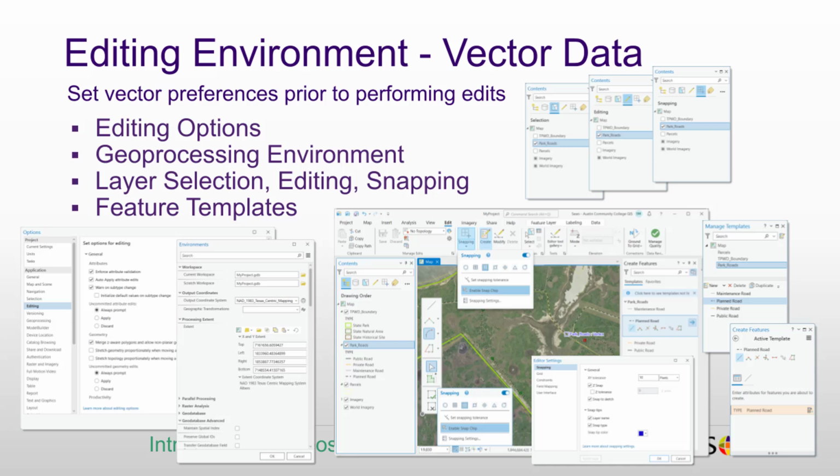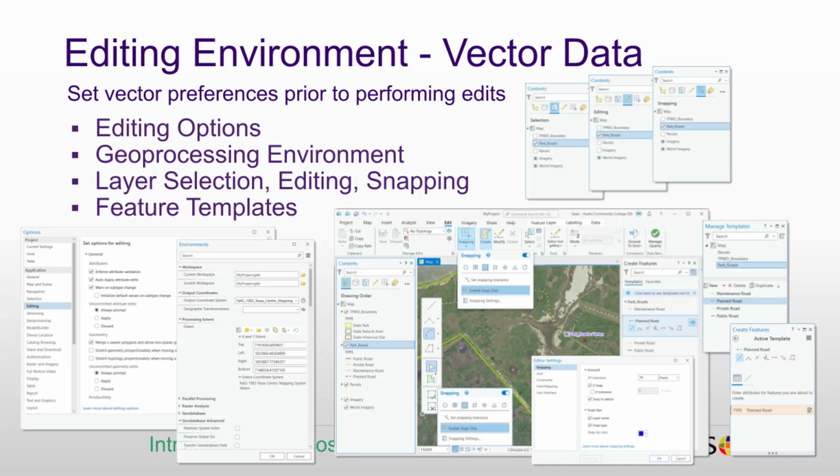Last, we have feature templates for editing. You access feature templates from the edit ribbon by clicking on the create button, and that opens the create features pane. And then when you click on the individual templates or layers that are turned on, for example, in the contents pane, then you can set things like the default symbology, the default construction tool, and the default attributes.